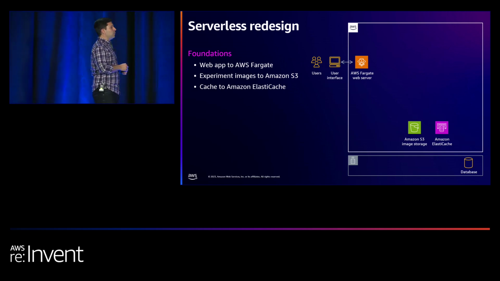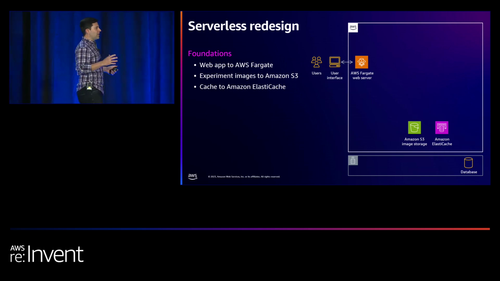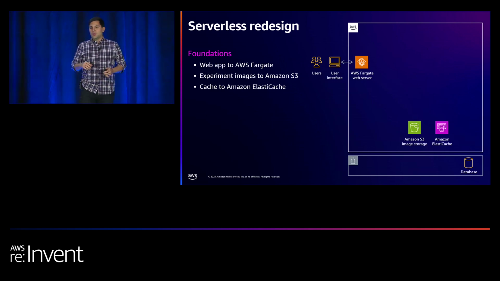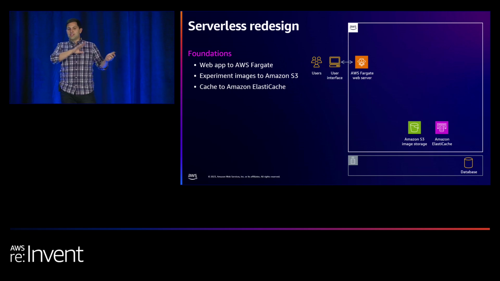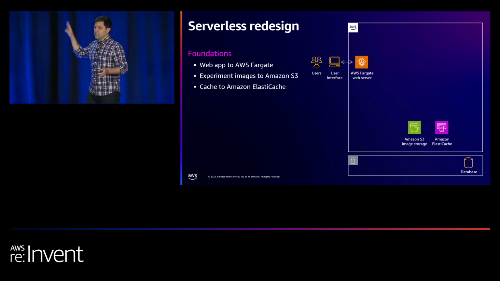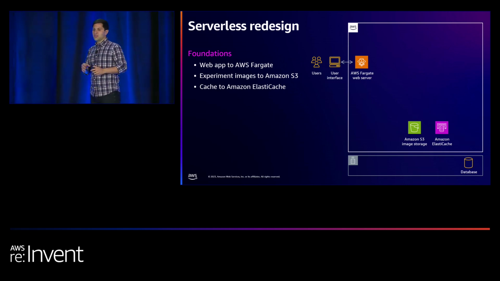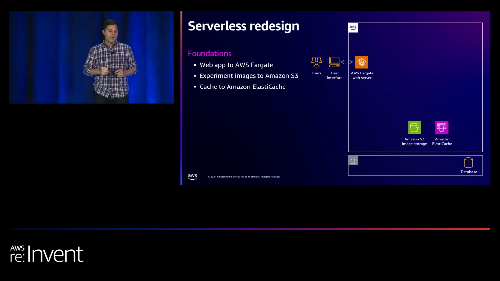In this example, we took that web application that I mentioned that exposed the web UI to the scientists, we containerized it, and put it onto Fargate. We took all of the images and the system that generated them and adjusted that to write the images to Amazon S3. This is work we actually had planned independent of this specific workload due to the durability and cost economics of S3, but it really benefited this workload. And then we took the cache and moved it onto Amazon ElastiCache, a little bit more managed.